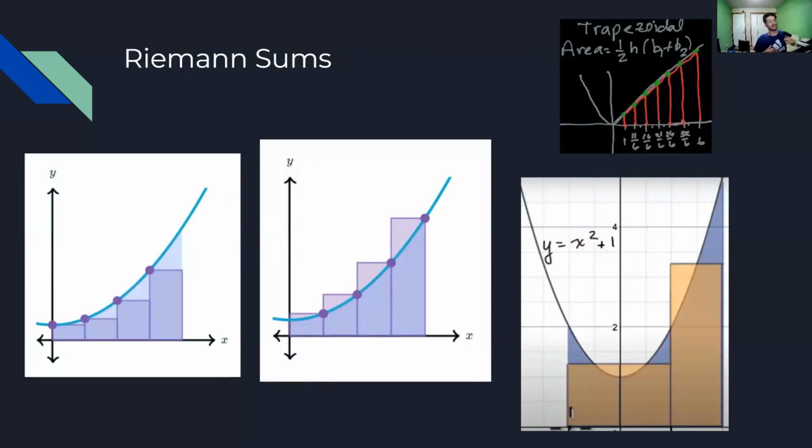So over here, we have Riemann sums. Here, I just want to say this is a left Riemann sum, this is a right Riemann sum, this is a trapezoidal sum, and this is a midpoint sum. So basically what you have to do is find these intervals, right? And you multiply these by each of these heights, and then you add them all together. That gives you a representation of the area.